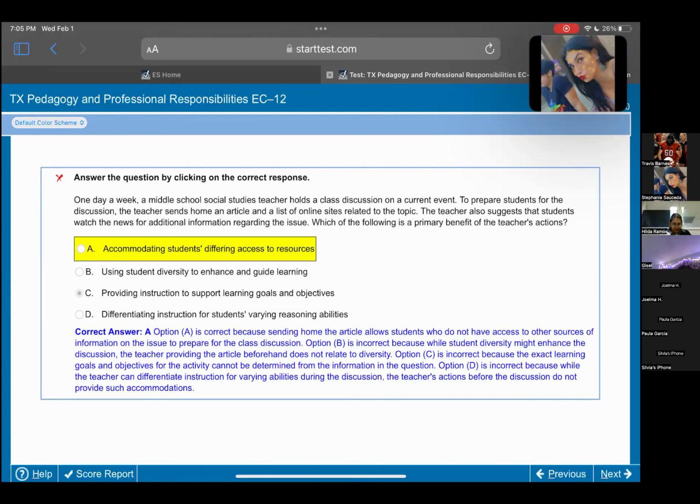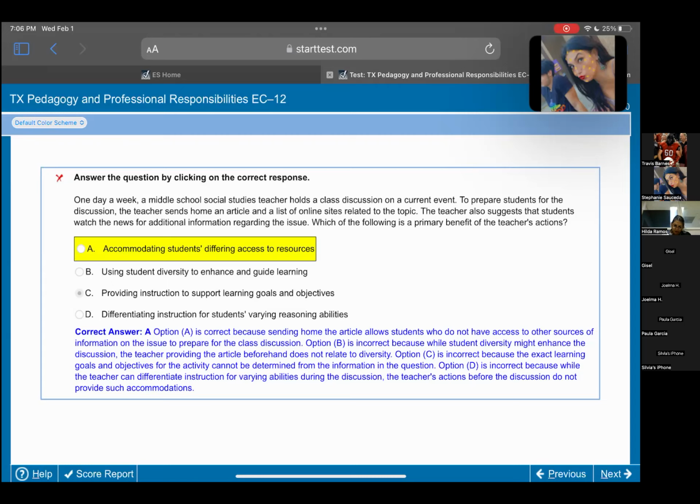We know it's one day a week, it's middle school. They hold a class discussion on current events one day a week. And then in preparation, the teacher sends home a paper article and a list of online sites where they can research more on the related topic. She also suggests that the student watch the news for additional information regarding the issue. So we have a paper document, extra research sites, and watching the news, which she suggests to prepare for her once a week discussion on current events.